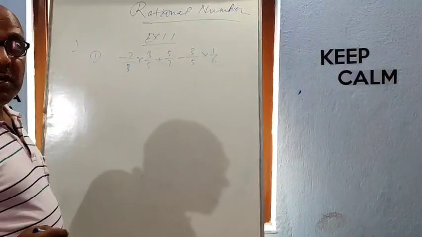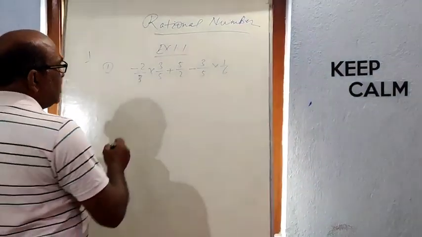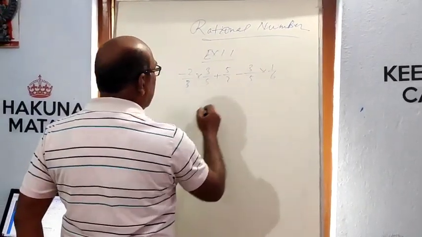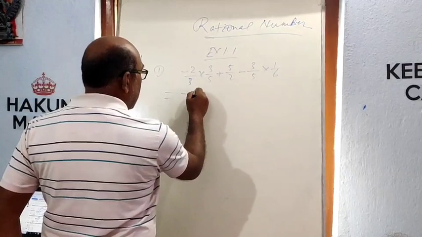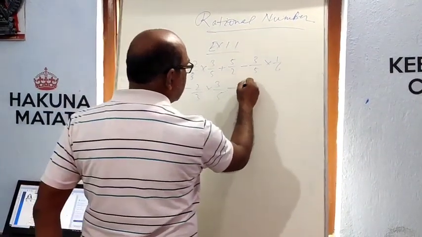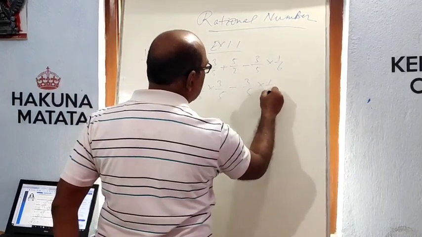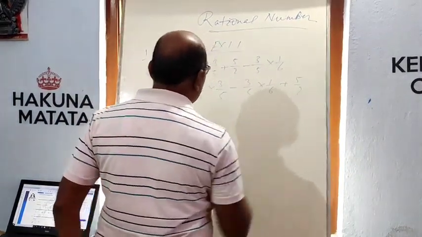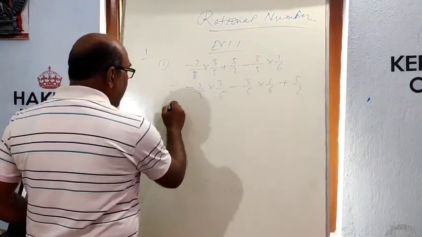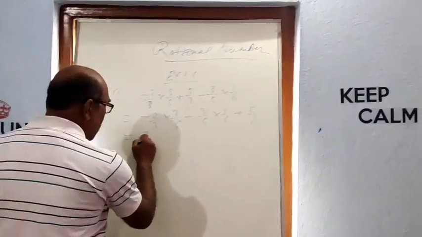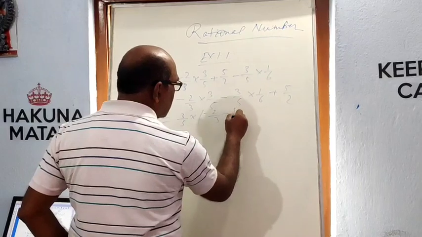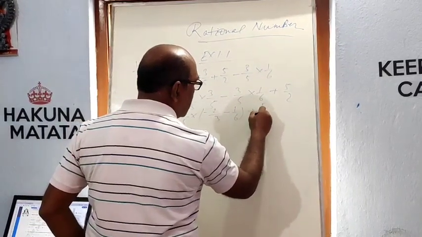Using appropriate property, we have to solve. We see that 3 by 5 is here and 3 by 5 is in the third term. We write this like minus 2 by 3 into 3 by 5 minus 3 by 5 into 1 by 6 and plus 5 by 2. Now 3 by 5 is in both the terms. Therefore, we take this 3 by 5 as common. 3 by 5 into minus 2 by 3 minus 1 by 6 plus 5 by 2.